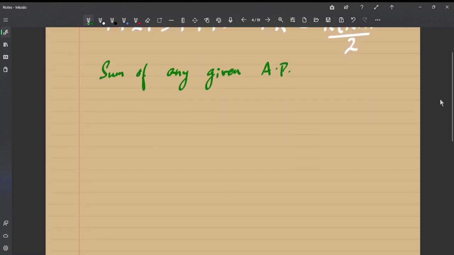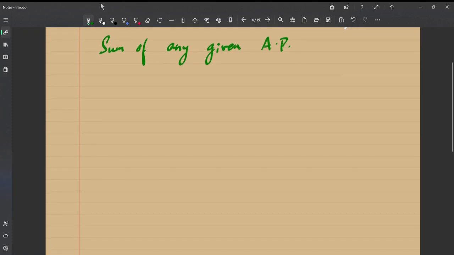Well, first of all, how would the AP look like? A general arithmetic progression. The first term, let us say that it's A. The second term will be A plus some common difference, I'll call it D in our case. And the third term will be A plus yet another D, which is A plus 2D. The fourth term is A plus 3D. And we want to go up till n number of terms.